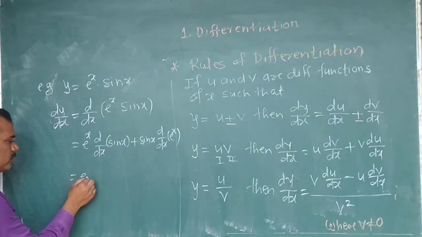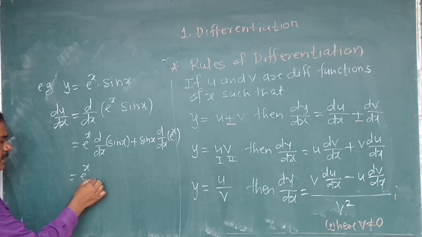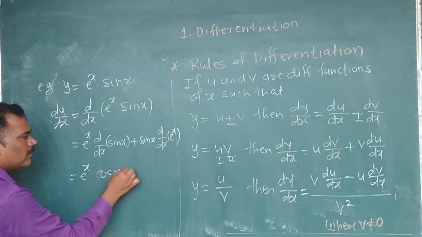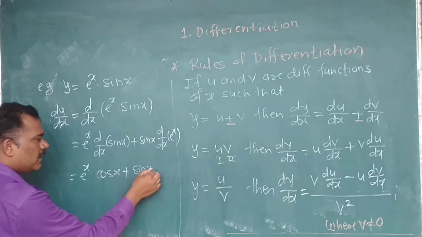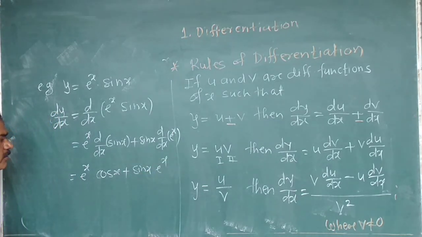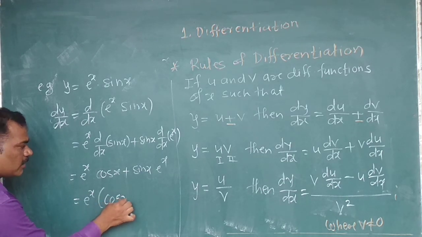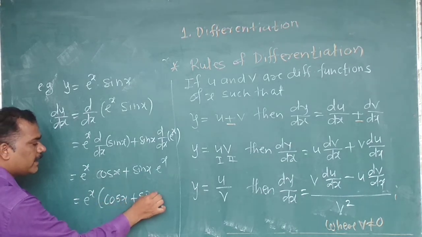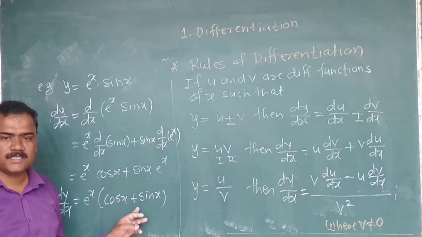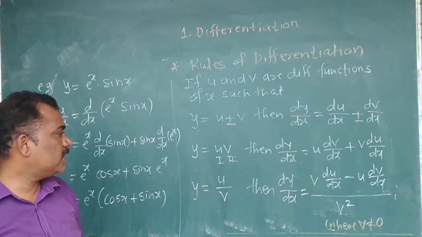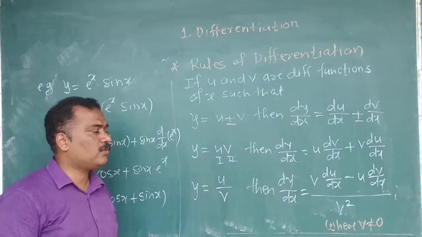Okay, e raised to x, what is the derivative of sin x? Is cos x, plus sin x into what is the derivative of e raised to x? Is e raised to x. We have to take the common e raised to x into bracket cos x plus sin x. Okay, that is the dy by dx is equal to e raised to x into cos x plus sin x. Also, we have to discuss one more example on this quotient rule.